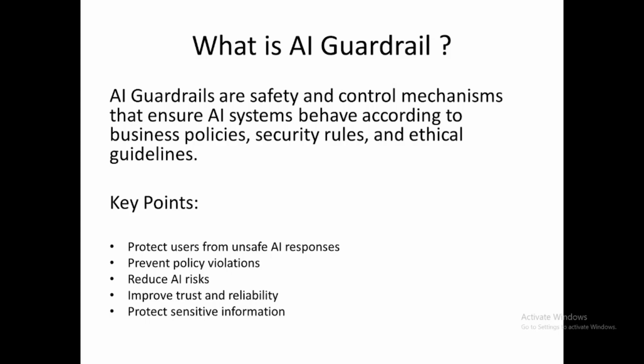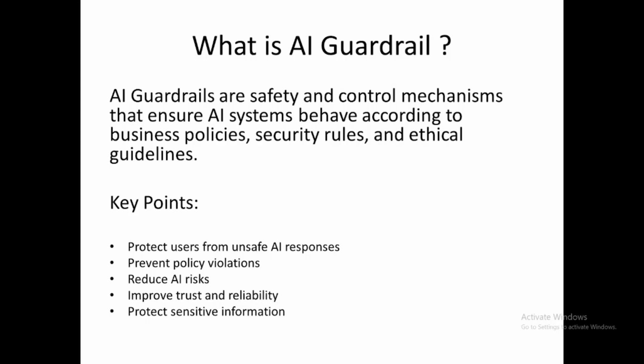Large language models like ChatGPT, Claude, and Gemini are incredibly powerful, but they are not perfect. Sometimes they generate incorrect answers. Sometimes users intentionally try to misuse them. Sometimes they may expose confidential information. Without proper control, AI can become a business risk. That's exactly why AI guardrails exist.